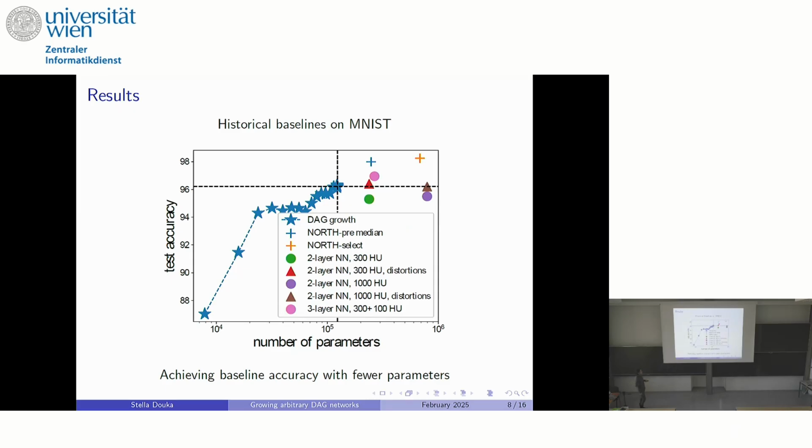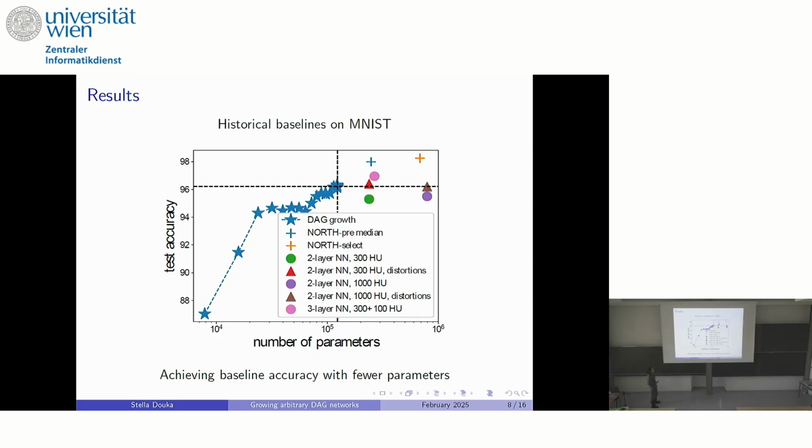And then the problem that we have because of the MNIST dataset is that not a lot of people do architecture search on MNIST because it's quite a simple dataset. So we had to use historical results from Yann LeCun. And here we see the test accuracy in terms of the number of parameters. With the blue stars here, we have our method by growing a DAG network. And we see as the number of parameters increases, so does the test accuracy, up to a bit more than 96%.